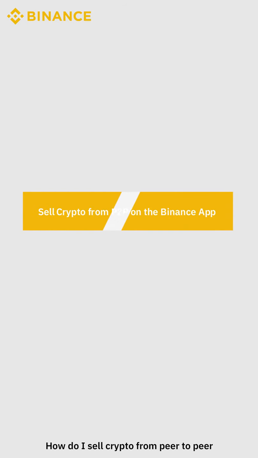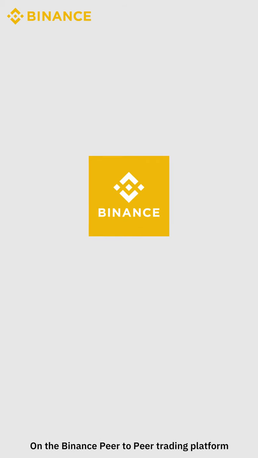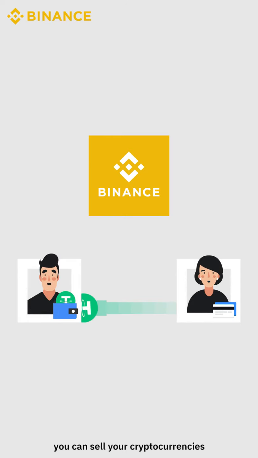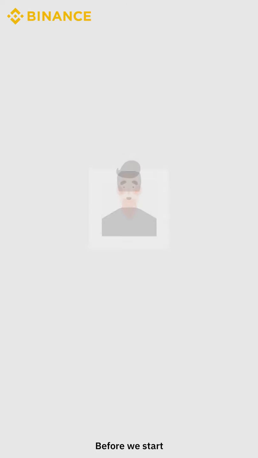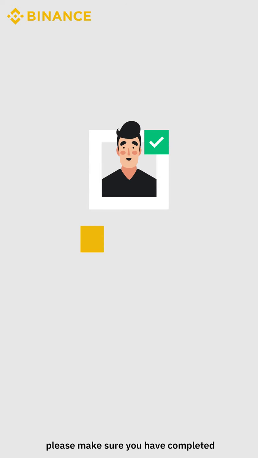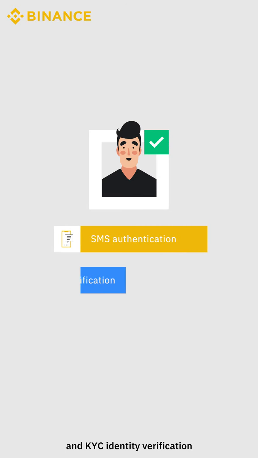How do I sell crypto from peer-to-peer on the Binance app? On the Binance peer-to-peer trading platform, you can sell your cryptocurrencies for multiple fiat currencies using various payment methods. Before we start, please make sure you have completed your SMS authentication and KYC identity verification.